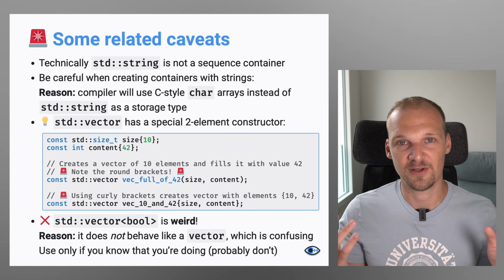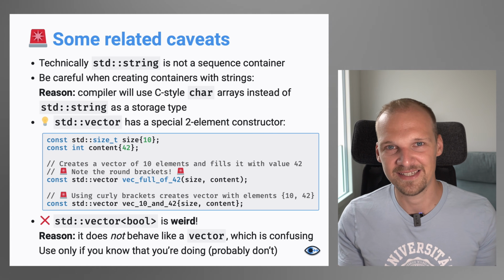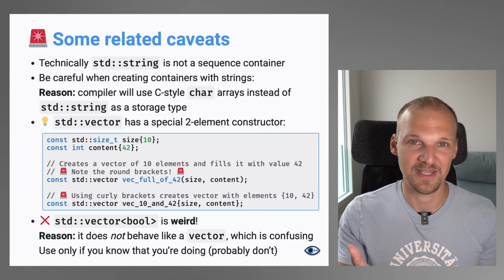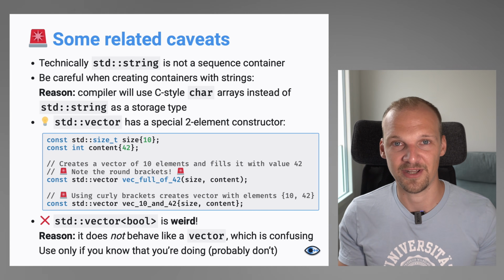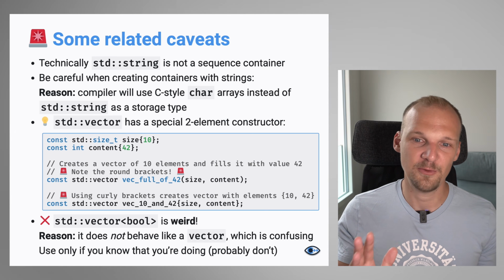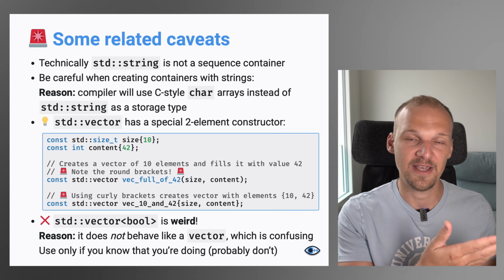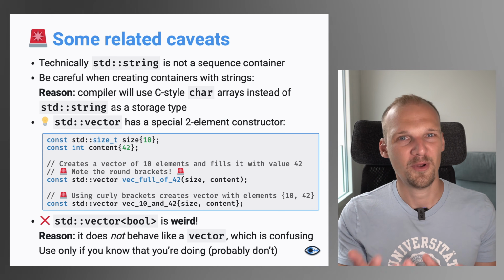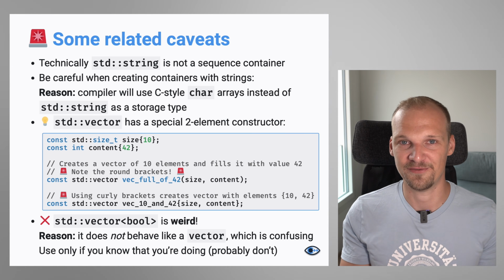Whenever you type stuff in quotes, that will be interpreted by the compiler as a kind of C-style string, unless you tell it with the suffix that it's actually a standard string, which might or might not cause problems for you. So just beware, and whenever you create containers that have to store strings, for example a vector that stores strings, probably specify the type explicitly. It's going to save you some time in debugging afterwards.